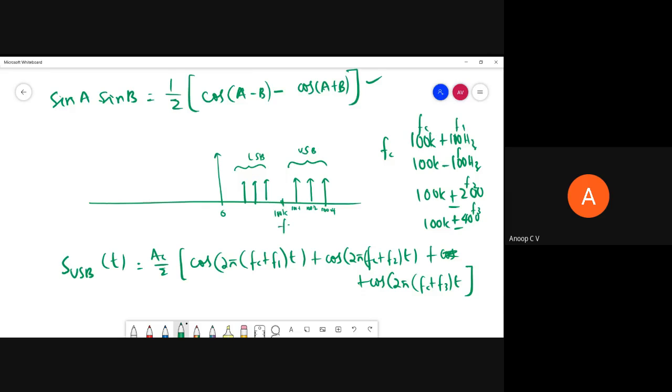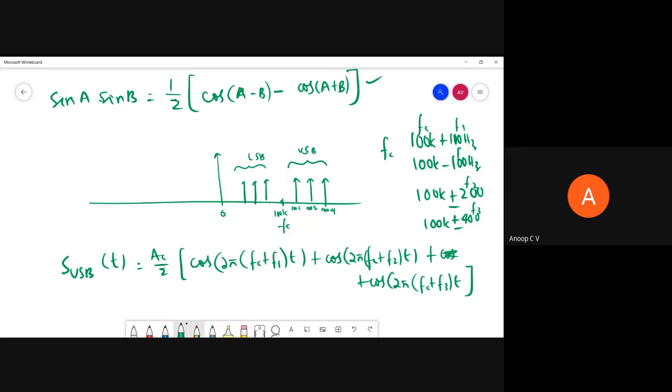So if this is FC, I have drawn the spectrum here. There will be 100K plus 100 hertz, 100K plus 200 hertz, 100K plus 400 hertz. These will be upper sideband, and 100K minus 100, 100K minus 200 and 100K minus 400 will be lower sideband. So it will be there on both sides. On the negative side also it will be there if you plot the spectrum. But for you to appreciate which terms are available, I'll show only the positive side. So once you pass through a filter which will allow only upper sideband.